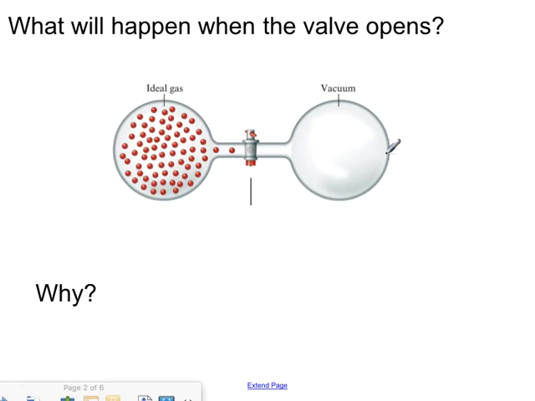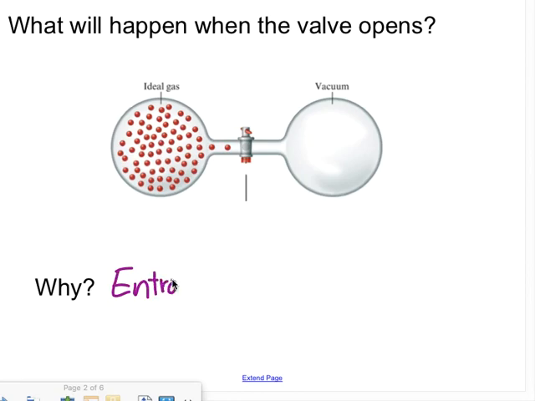What's driving this process of having the gas spread out to both sides of the container? Well, the reason is, in one word, it's entropy. And our goal in this video is to learn a little more about entropy.